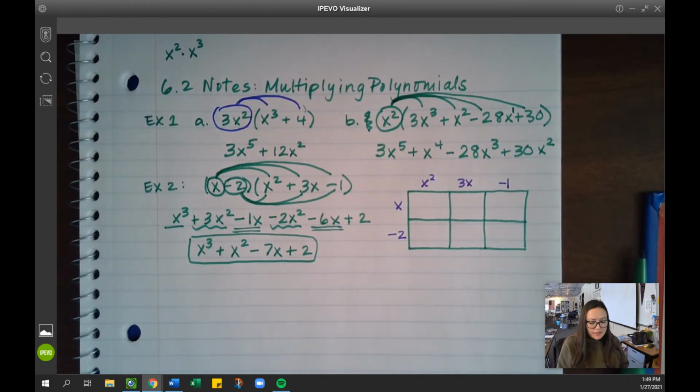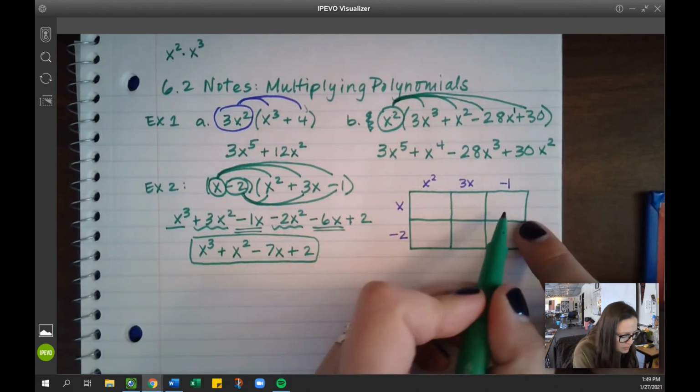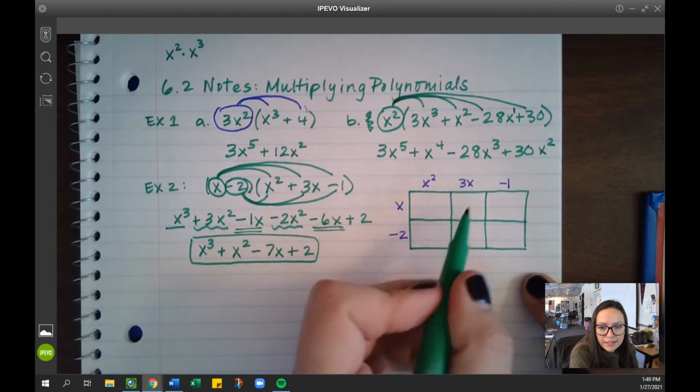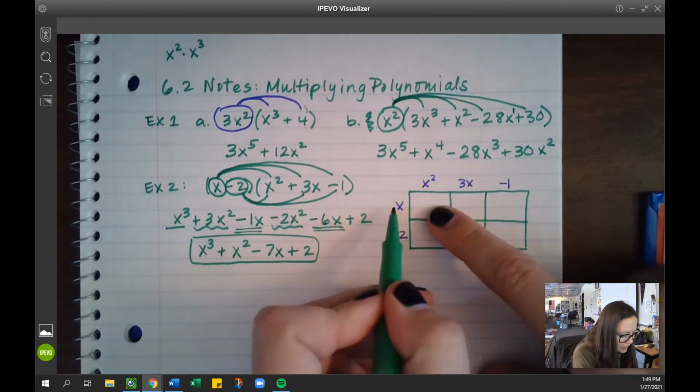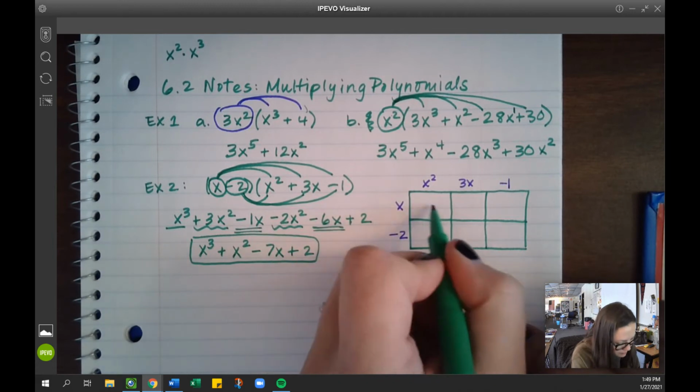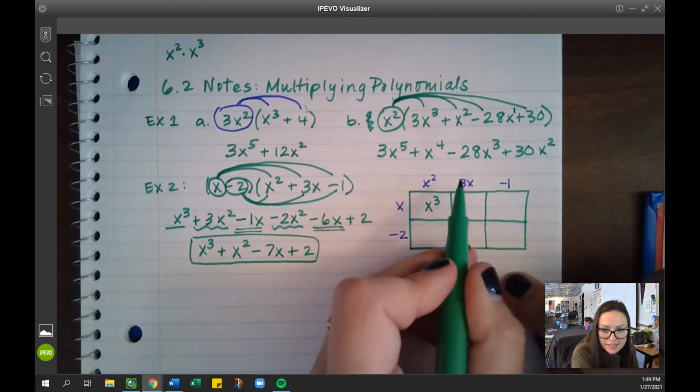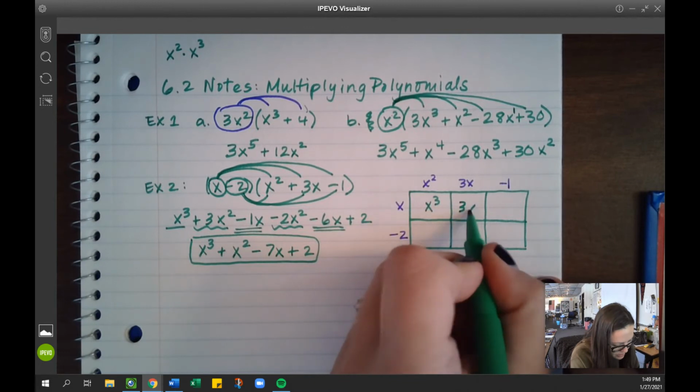And essentially, this is just a different way of organizing our terms. And in each of these boxes, I'm going to write out what I get when I multiply the two things together. So here, I'm going to do x times x squared, which is x cubed. Here, I'm going to have x times 3x, which is 3x squared.